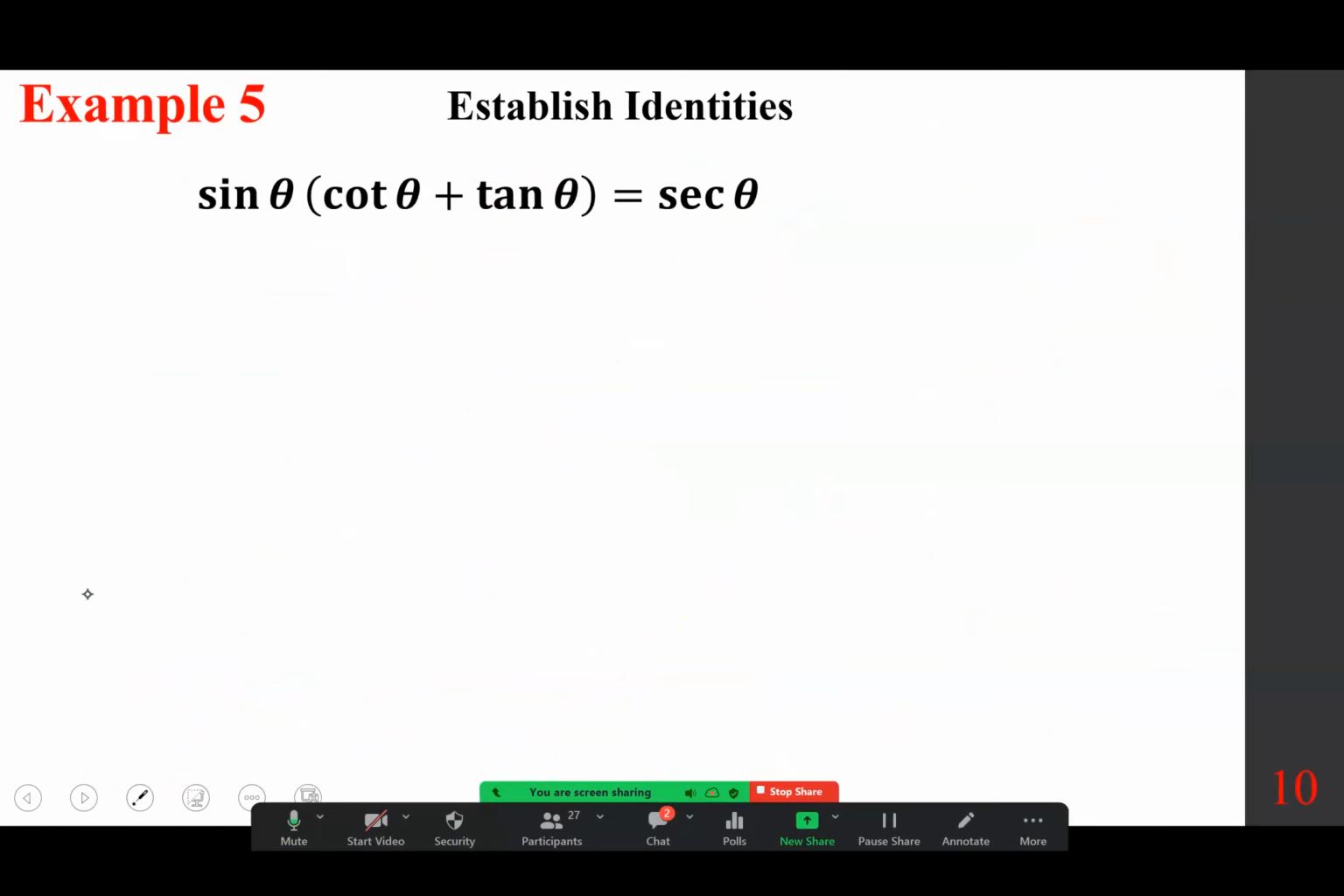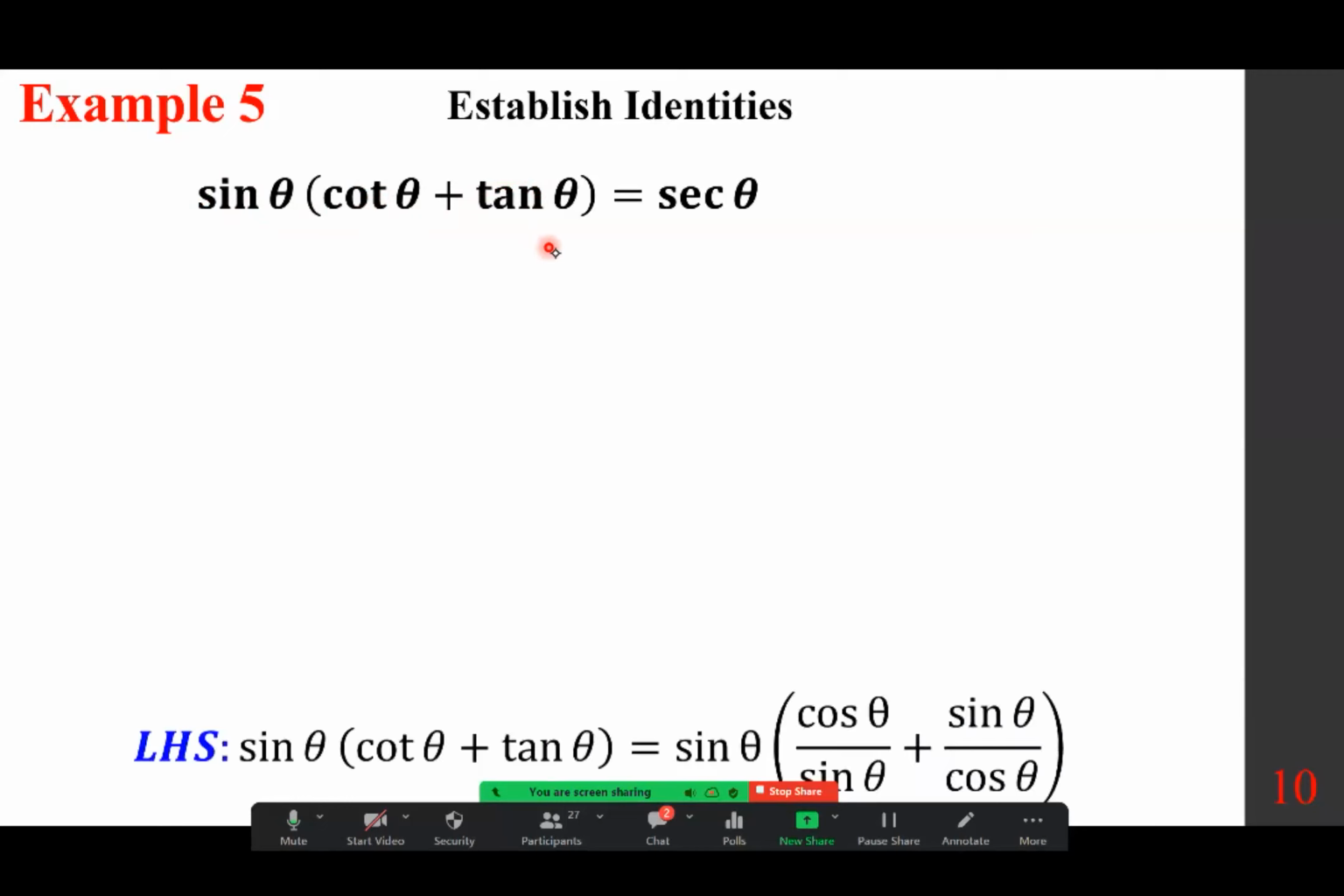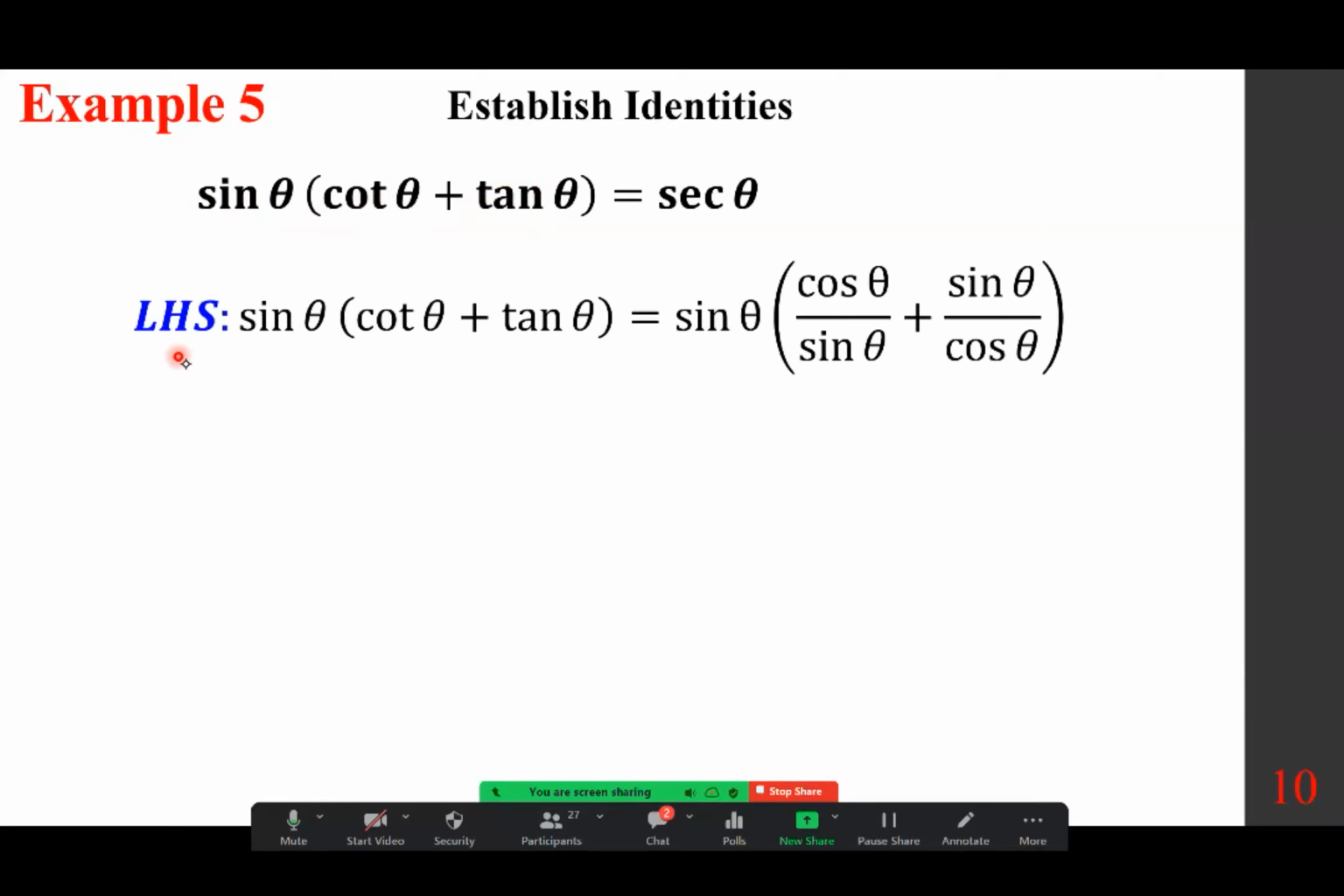We want to establish the identity. We start from one side, we go to the other side. The more complicated side, obviously, is the left-hand side. So we start with the left-hand side. And what we do, we keep the sign. We change the cotangent to cosine over sine and tangent sine over cosine. So here's the left-hand side. Just remember that LHS, left-hand side. We just change the parentheses cotangent to cosine over sine, tangent sine over cosine.